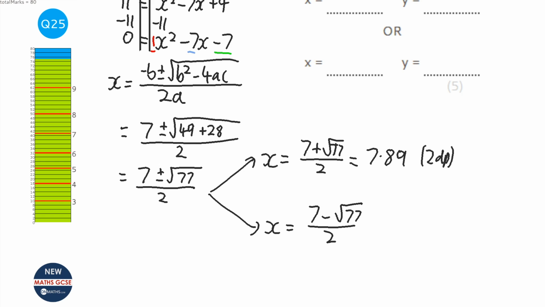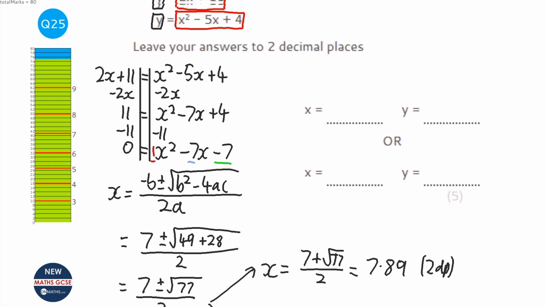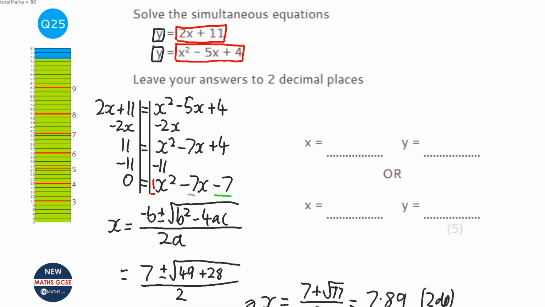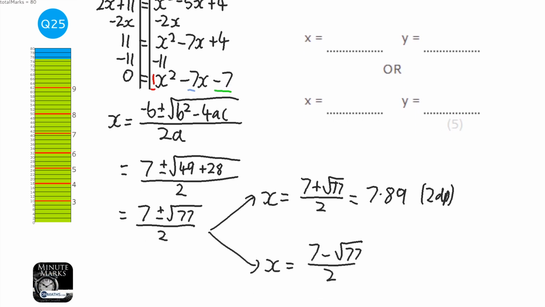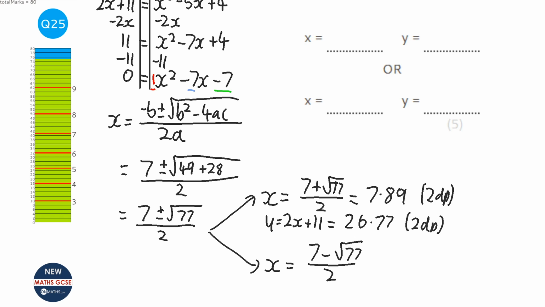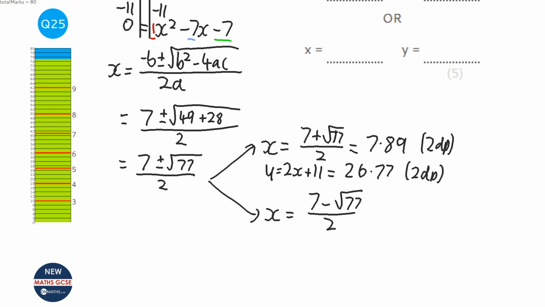Now, at this point, it's still in my calculator. I don't want to get rid of it because I need to also find out what y is. Now it says y equals 2x plus 11. So y equals 2x plus 11, which equals 2 times this value in my calculator plus 11. So I'm going to times this by 2 plus 11. And it gives me the answer of 26.77 to 2 decimal places. And those are my answers for now. And y is 26.77.